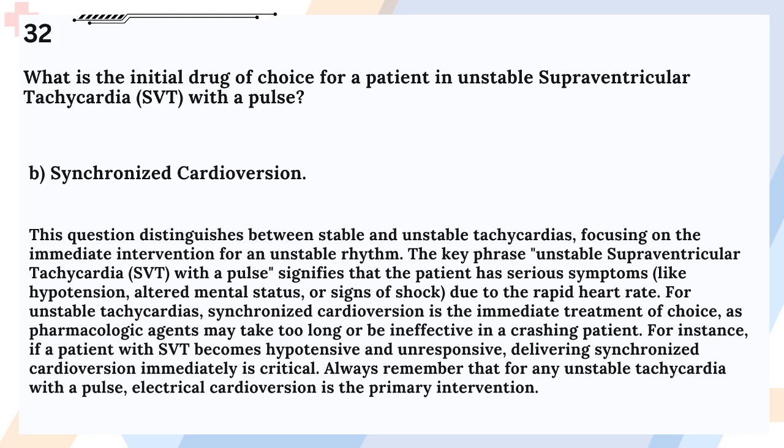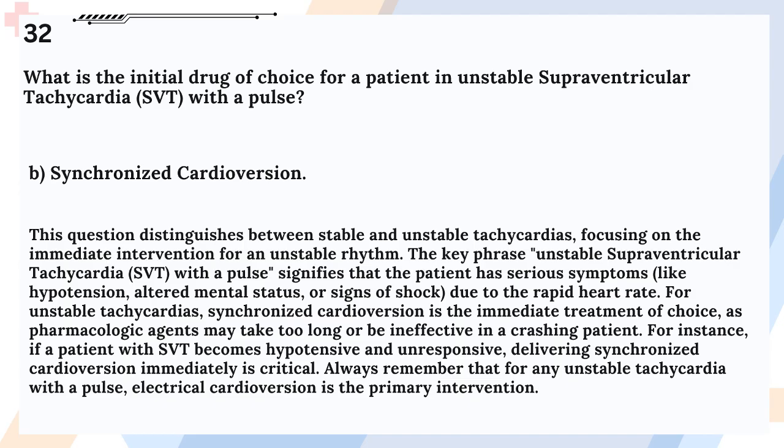Answer B. Synchronized cardioversion. This question distinguishes between stable and unstable tachycardias, focusing on the immediate intervention for an unstable rhythm. The key phrase unstable supraventricular tachycardia, SVT, with a pulse signifies that the patient has serious symptoms, like hypotension, altered mental status, or signs of shock, due to the rapid heart rate.